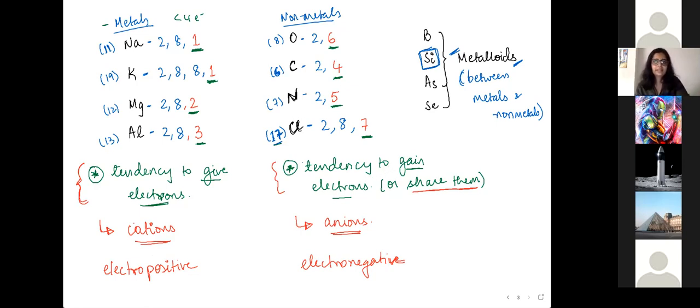Okay. And yeah, this is the whole reason why there is a difference between metals and non-metals. So usually elements that have a tendency to give electrons will have properties of luster, sonorous, conductivity, all of that, and then we end up calling them metals. It's like that. Okay.